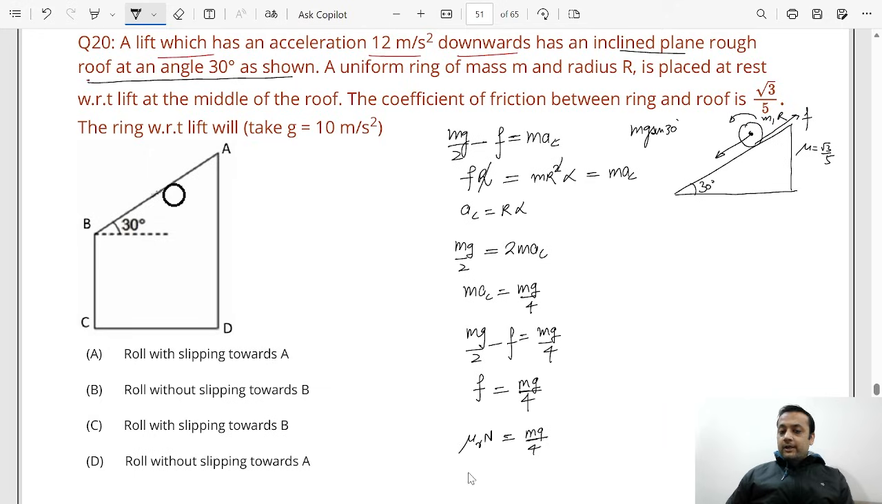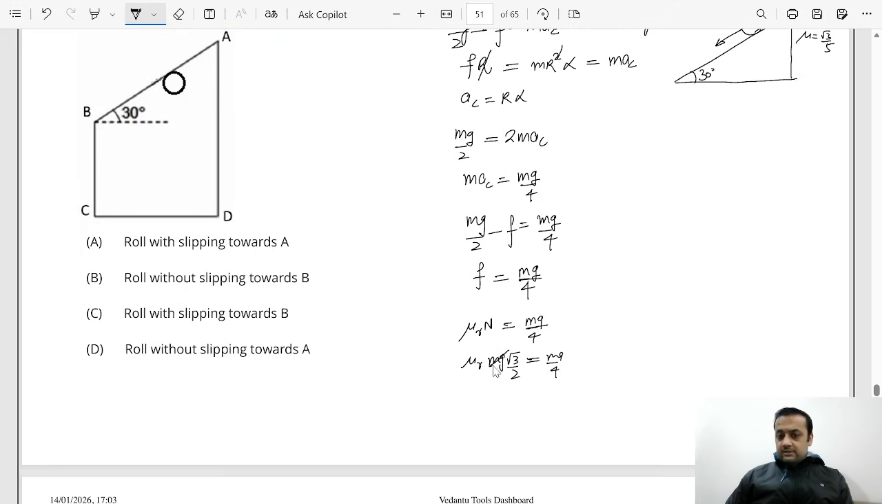So mu required into normal reaction is how much? The normal reaction will be mg cos theta, which is mg root 3 by 2. So this will be mg by 4. Look, mg gets cancelled, and the 2 will make it 2. So mu required becomes 1 upon 2 root 3. Mu required becomes 1 upon 2 root 3.